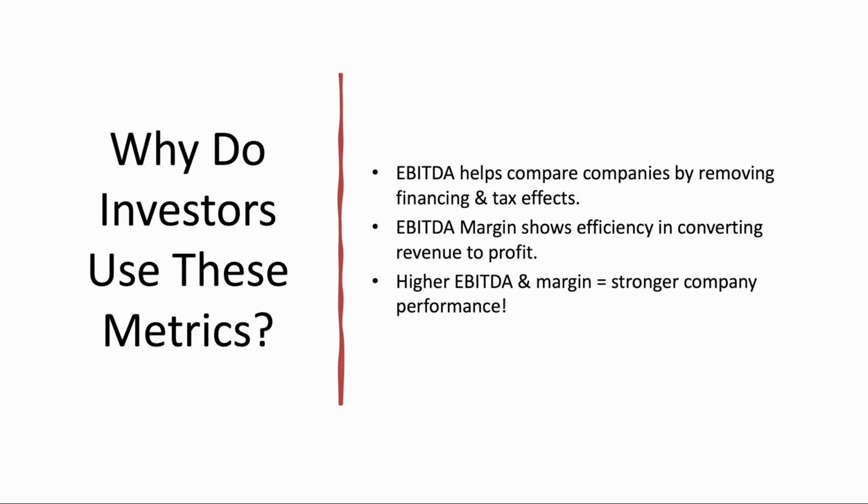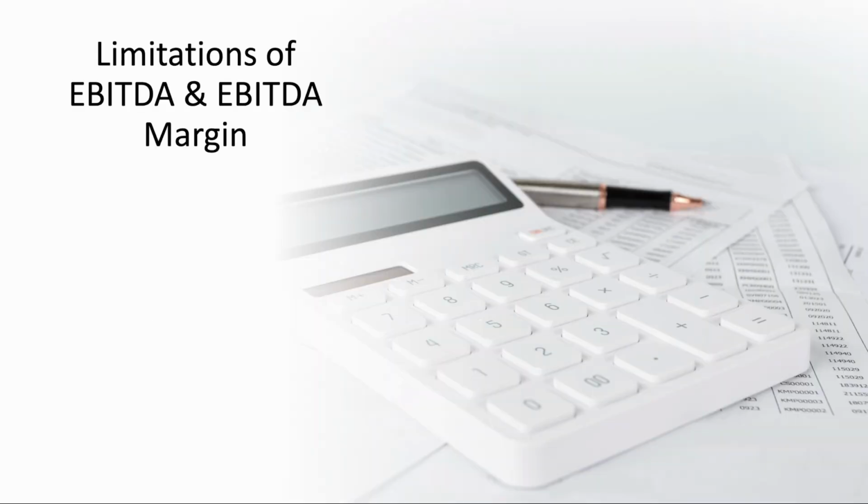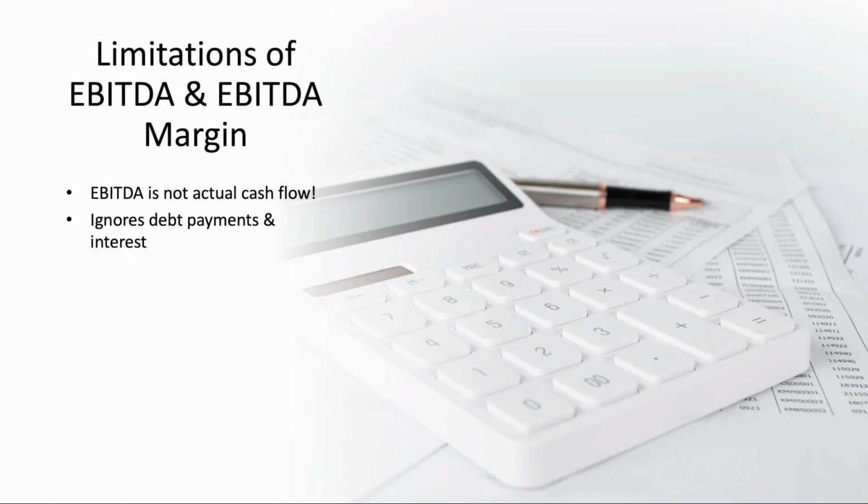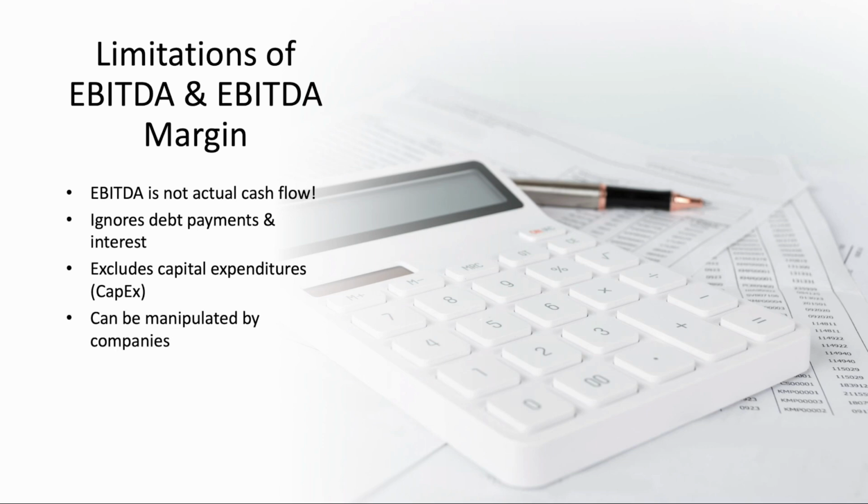But there are some limitations of EBITDA and EBITDA margin. EBITDA is not actual cash flow. It ignores debt payments and interest, excludes capital expenditure, that is capex, and can be manipulated by companies. That's why it is important to look at other financial metrics like net income and free cash flow too.